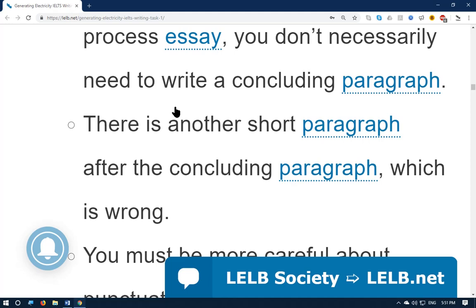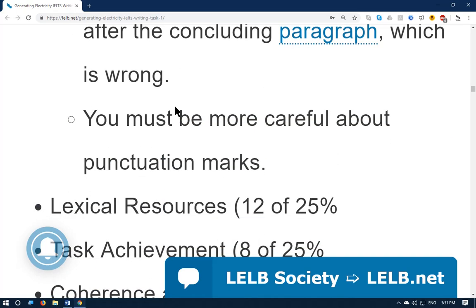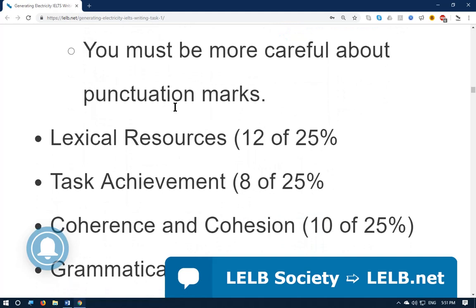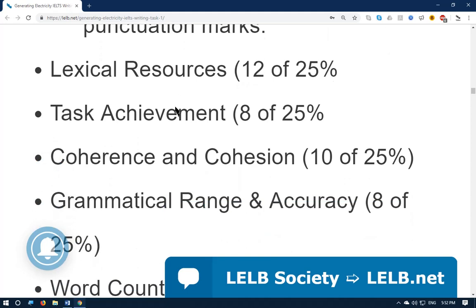Process essay. Okay, there is another short paragraph after the concluding paragraph which is wrong, and you must be more careful about punctuation marks. About lexical resources, I can give him 12 out of 25% in order to encourage him, because this is the first time he is writing an essay. Task achievement, 8 out of 25%. And again, I should add another parenthesis, after this I will correct it.